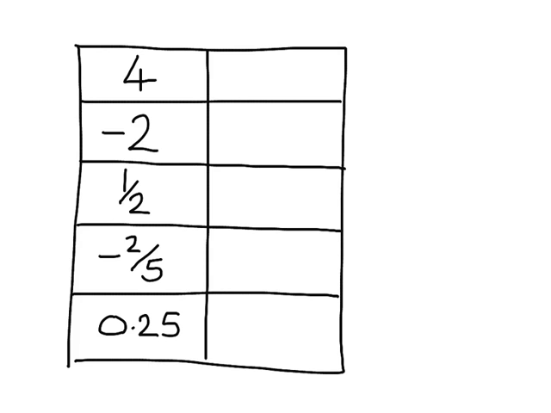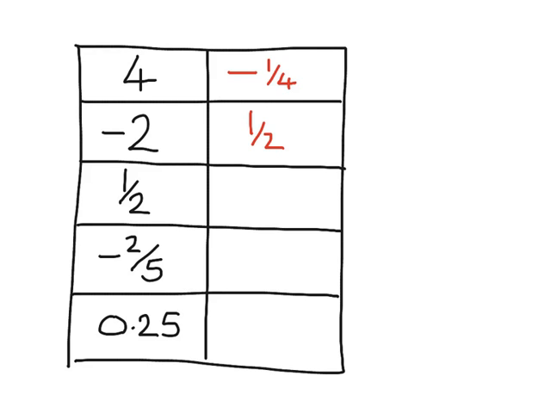With the 4 it's positive, so we're going to change its sign to negative, and instead of 4, we make it 1 over 4. Then we've got minus 2, so we're going to change its sign, so this one's going to be positive, and instead of being 2, it's going to be 1 over 2. Then we've got a half.